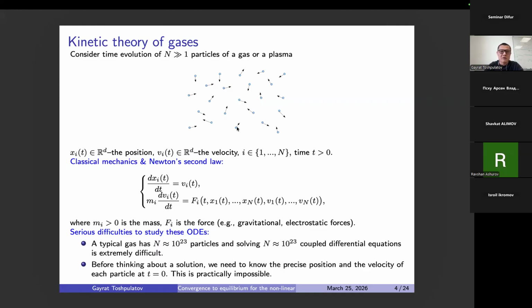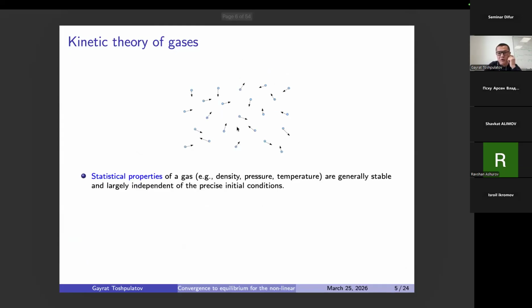Also, experiment shows that the trajectories of the particles are very complicated. You can just imagine billiard balls. If you touch one billiard ball and they collide with each other, their trajectories are very complicated, and the trajectories are not stable. However, we can study these particles in a different way.